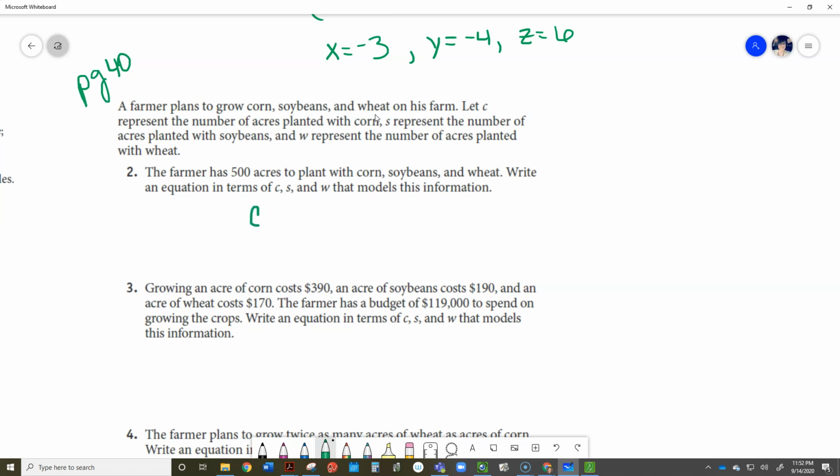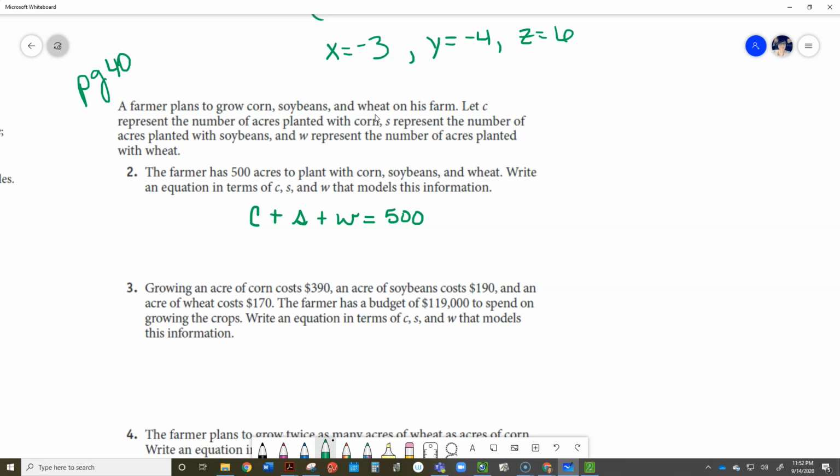So that's pretty straightforward. We're going to be counting the number of acres. So corn plus soybean plus wheat, those are acres. Altogether, we should have 500 of those acres.